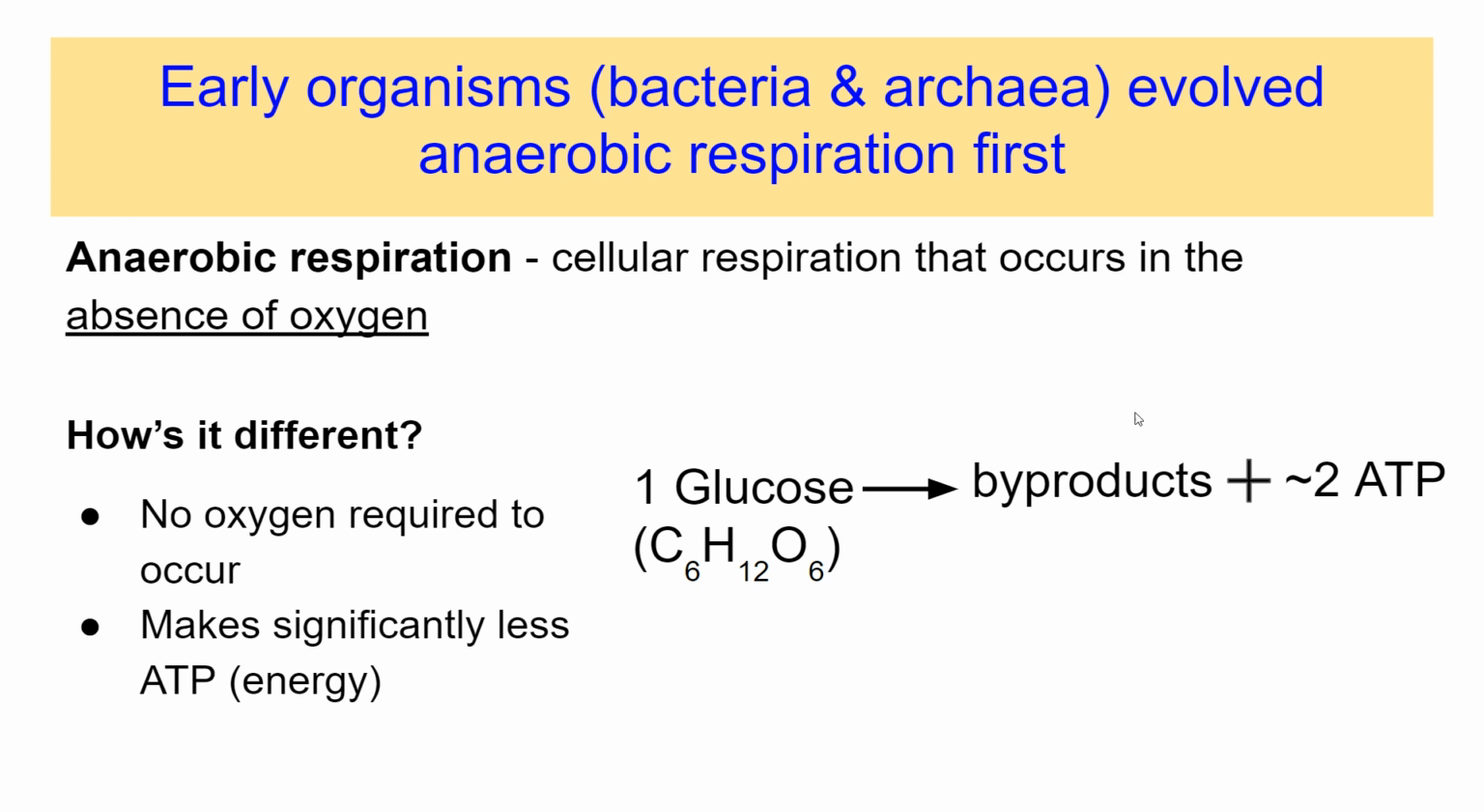However, you'll notice that there are byproducts, and they're fairly different depending on what organism undergoes cell respiration. We're going to cover those in just a second. The most important thing to recognize is that in anaerobic respiration, there's no oxygen required, but it does make significantly less ATP.